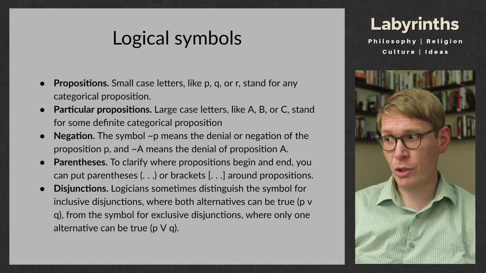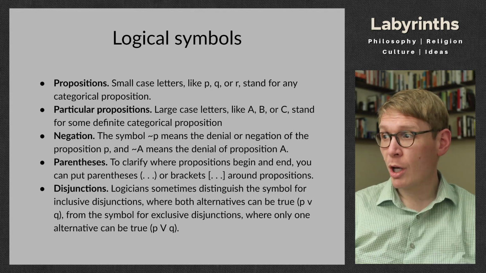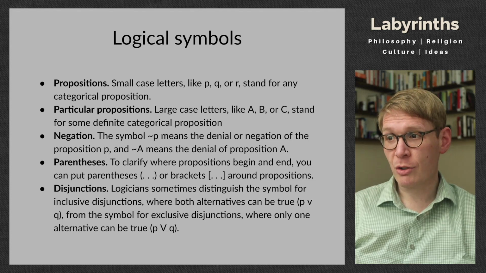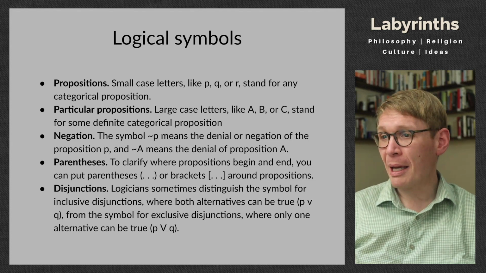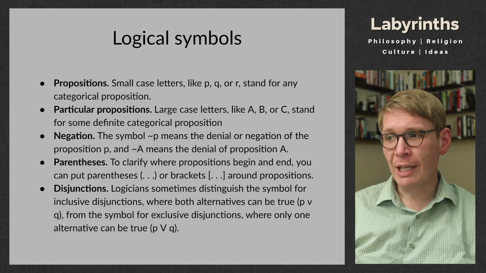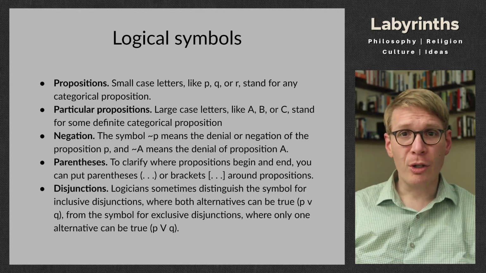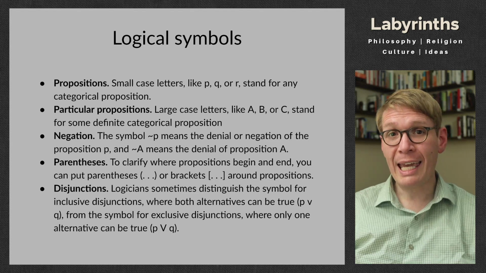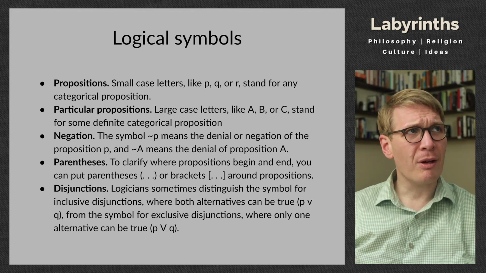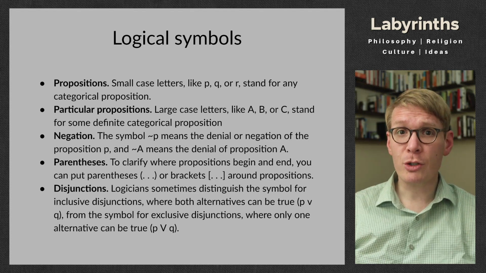The last one on this slide are disjunctions, and we've already said that the letter V is used to symbolize that. Logicians sometimes distinguish the symbol for inclusive disjunctions from the symbol for exclusive disjunctions. Inclusive disjunctions are where both alternatives can be true, and that means I could have one or the other or both. That would be symbolized by a lowercase v. Whereas in the case of an exclusive disjunction, I must pick between one or the other. Either I'll go to the store or I will stay home. I can't both go to the store and stay home. But I could say either I will have vanilla ice cream or chocolate ice cream. If I end up having both, it's an inclusive disjunction, and that would still be a true statement.